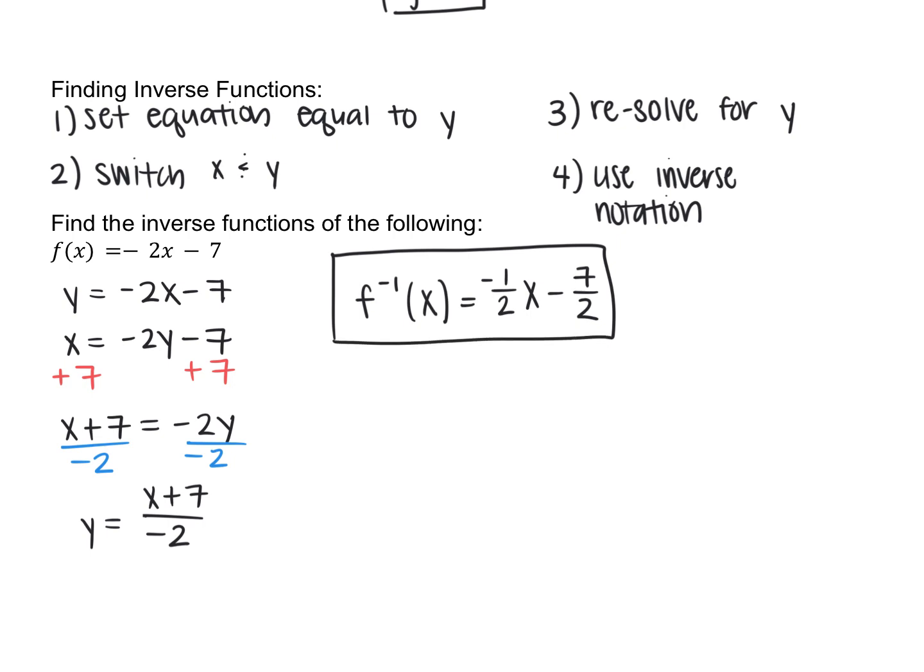And that's my inverse notation, and that is the inverse of the function f of x equals negative 2x minus 7. If you wanted to leave it as a fraction, you could have left it in that format by doing f inverse of x equals negative x minus 7 all over 2. All I did here was I moved my negative to the numerator so that I wasn't dividing by a negative. Both of these are correct answers and would be acceptable on an assignment or a quiz.